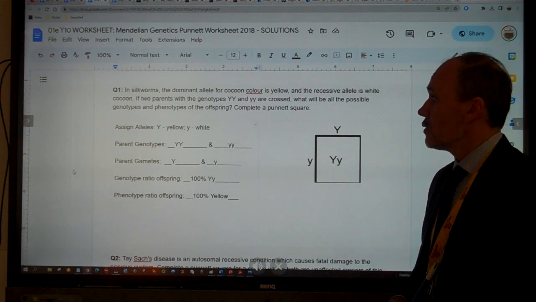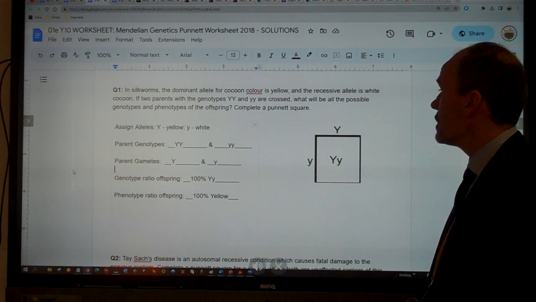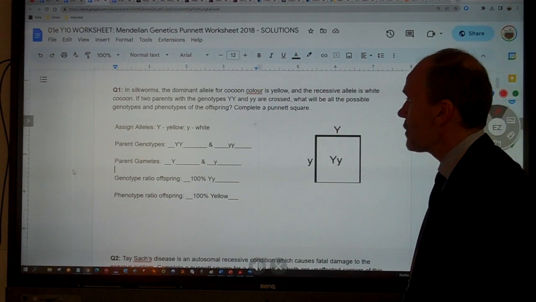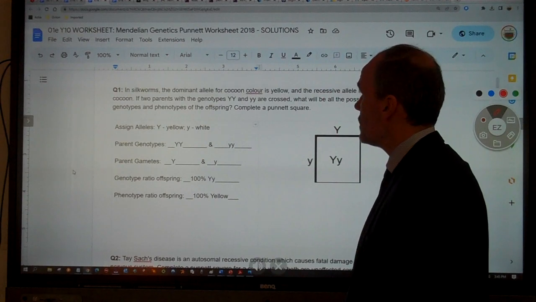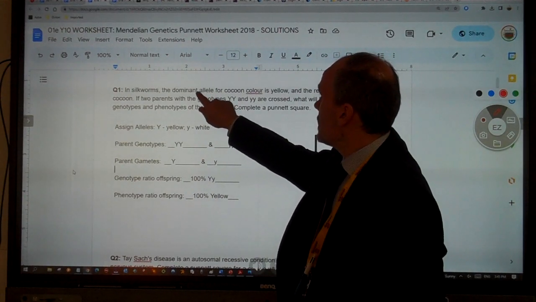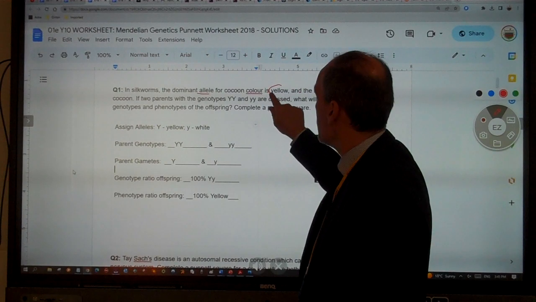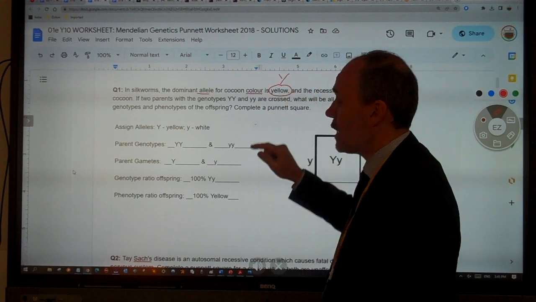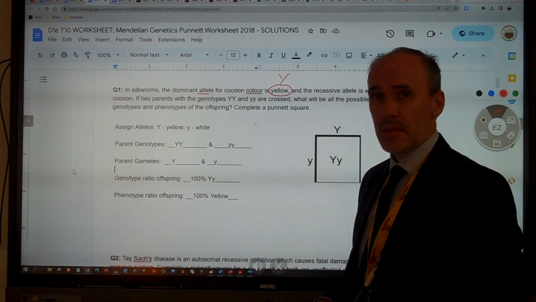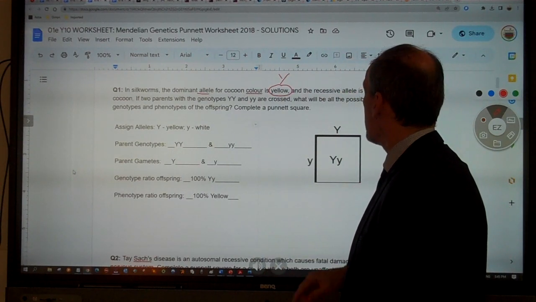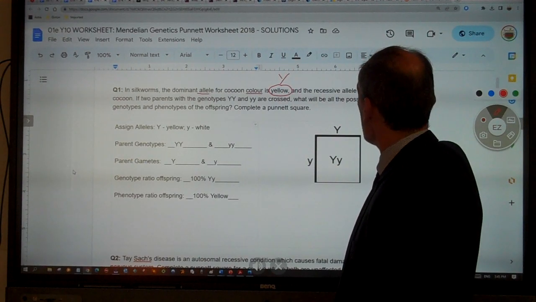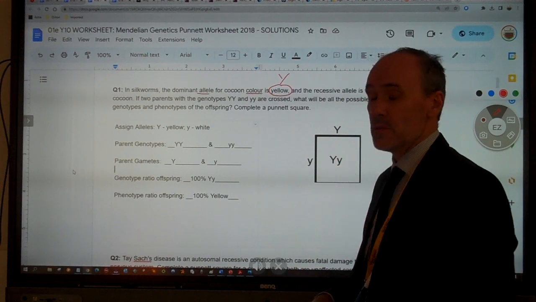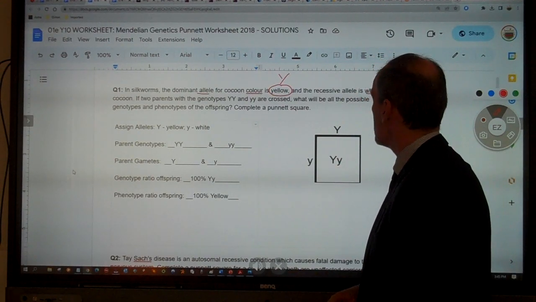I just wanted to go through some of these Punnett square problems that a couple of people have contacted me about. So we'll start with a simple one, non-sex linked. Silkworms: the dominant allele for cocoon colour is yellow. So maybe we would choose a capital Y to indicate the dominant allele, and then the recessive allele is the white cocoon. So we're going to have to use lowercase y because we always use uppercase for dominant and lowercase for recessive.